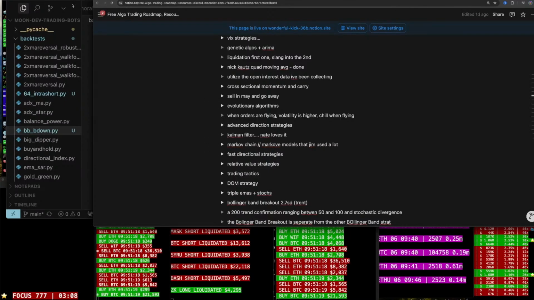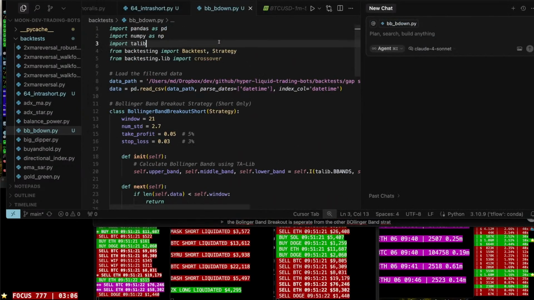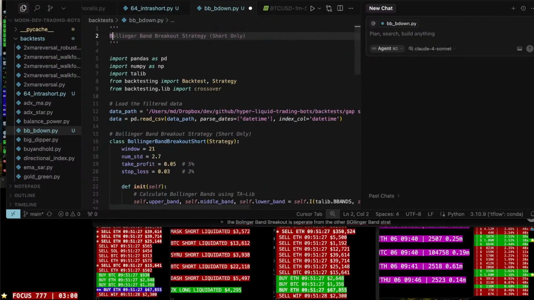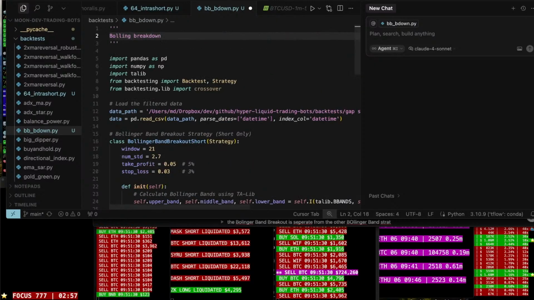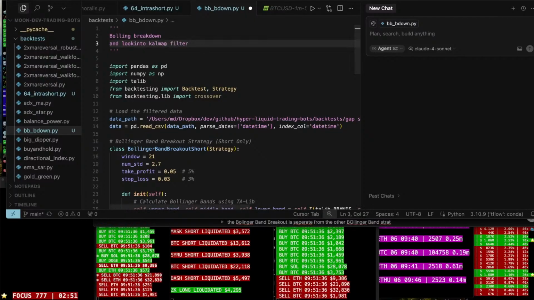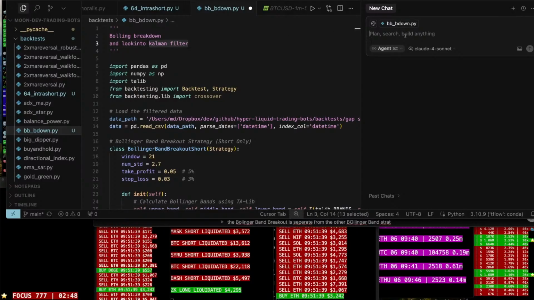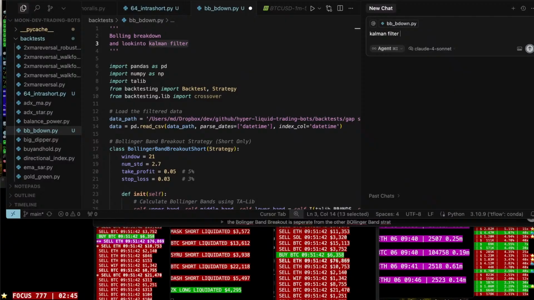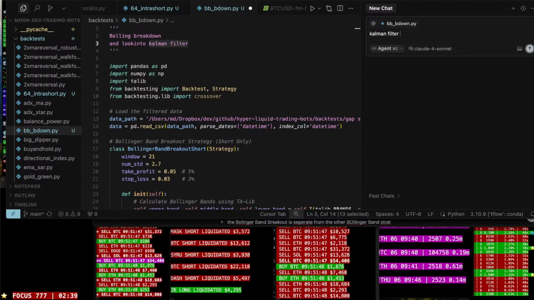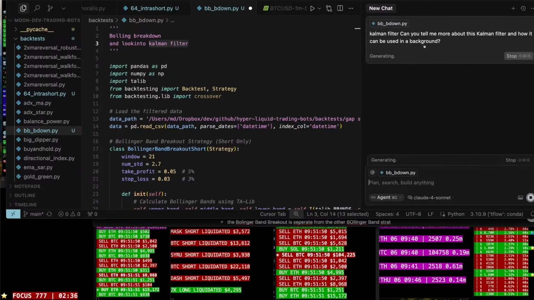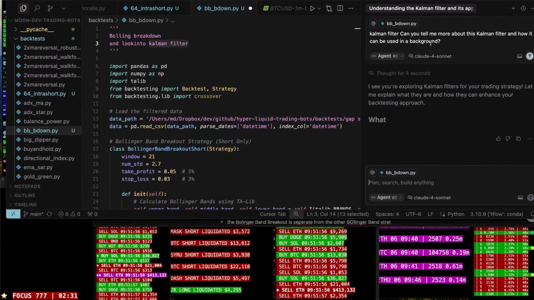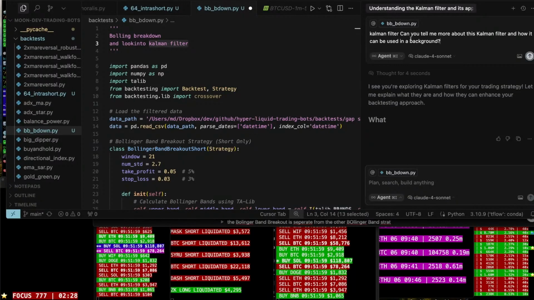Nate loves the Kalman filter. So I want to do a Bollinger breakdown and look into the Kalman filter. I don't know how to say it, but can you tell me more about this Kalman filter and how it can be used in a backtest? In a strategy.